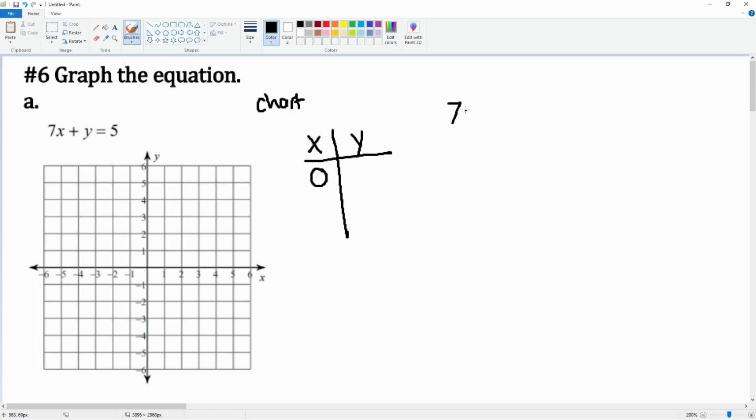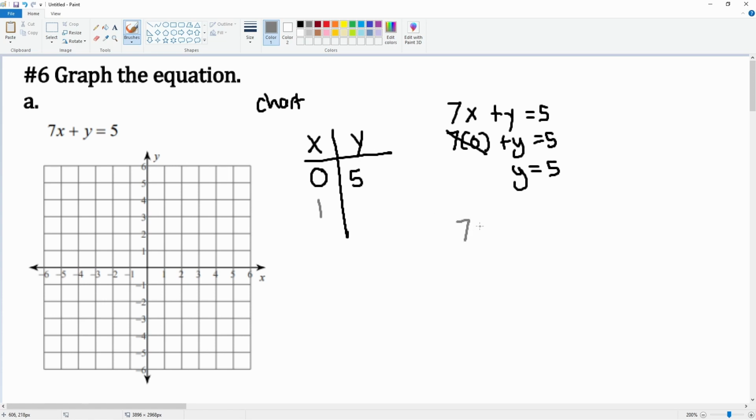So here's the equation. 7x plus y is equal to 5. Plug in that 0 for the x. 7 times 0, that becomes nothing. This gets you y equals 5. Do you see that? Perfect. Then let's do it one more time. Let's pick the number 1 right next to it. Let's see if that works.